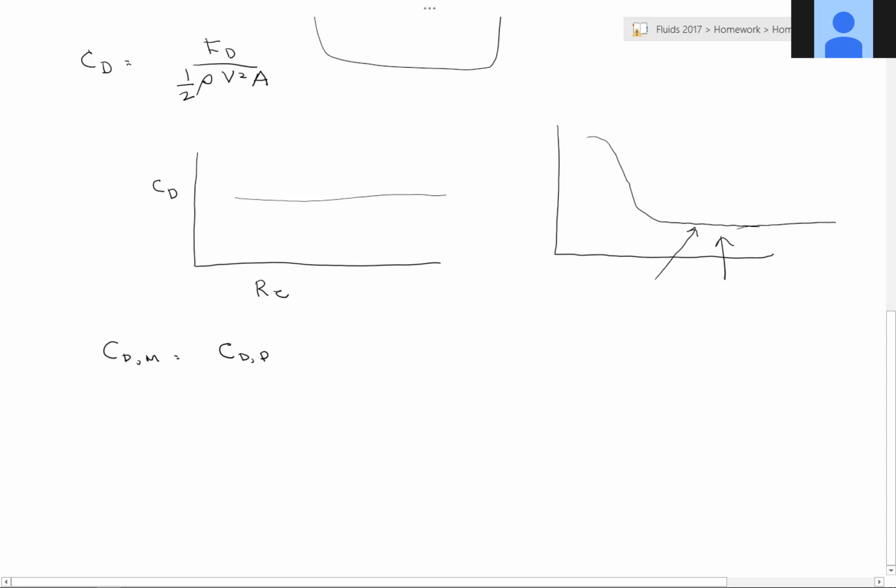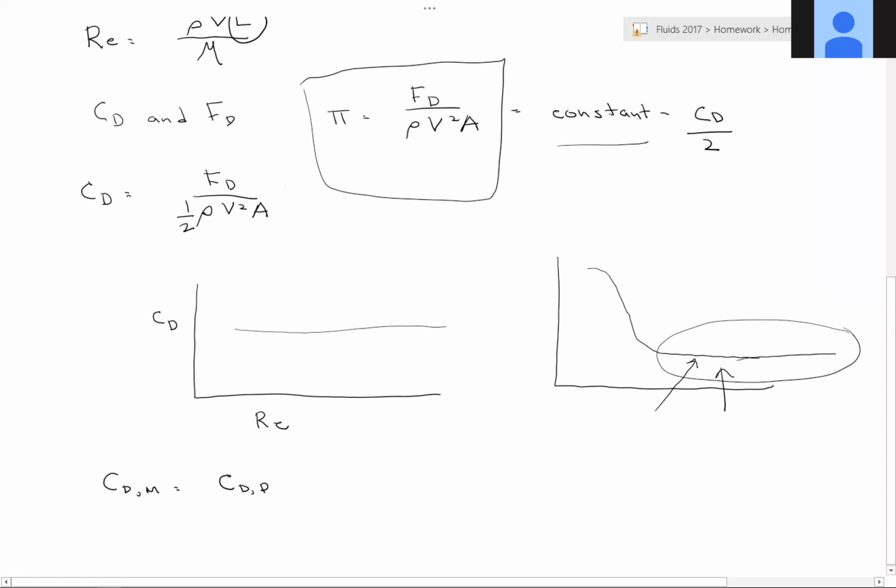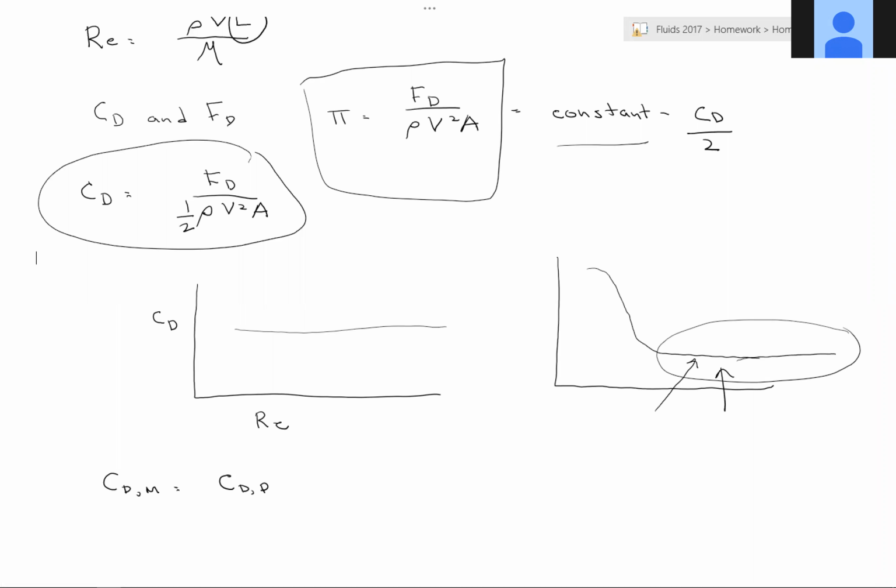Based on this picture, the linear part, that's exactly right, where it is constant. All right, so you're going to use this C sub D. You're going to go back and use this equation, and that's going to give you the drag force. Does that make sense?